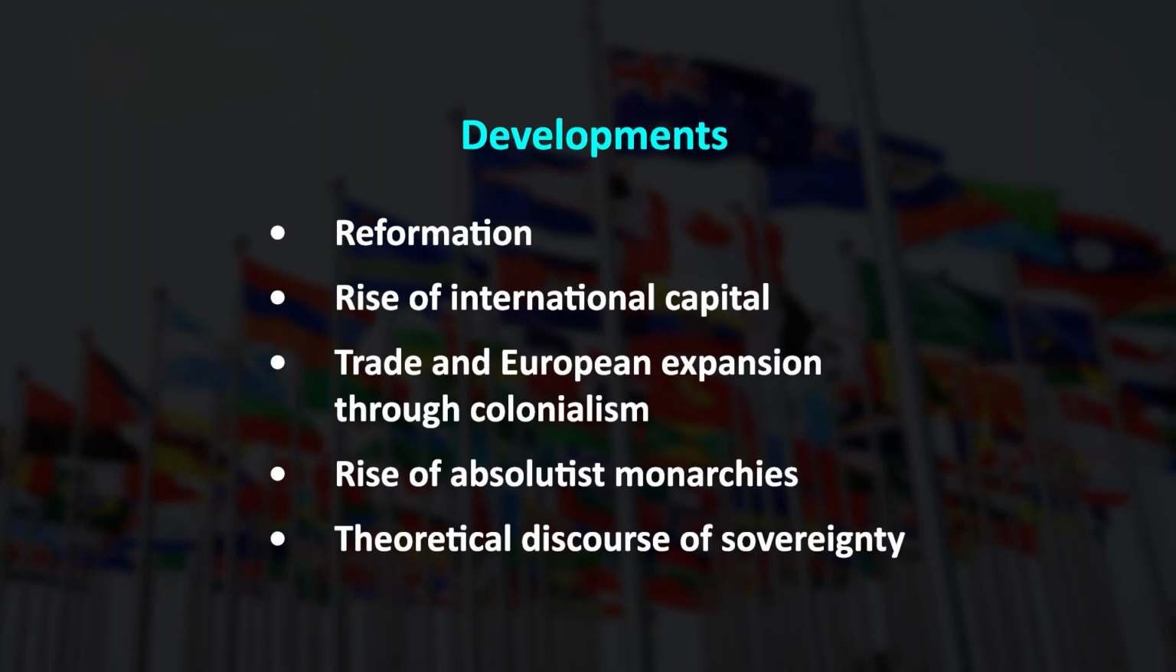These developments include the Reformation, the rise of international capital, trade and European expansion through colonialism, the rise of absolutist monarchies, and the theoretical discourse on sovereignty. These became the foundations that led to the development of modern nation states. Nation states have themselves evolved from monarchical forms to that of liberal representative democracies.